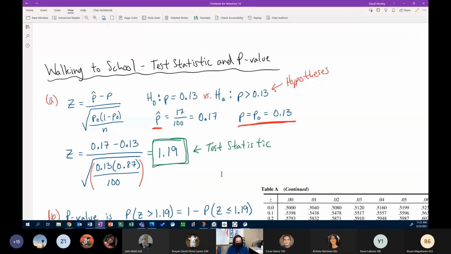Are there any questions about this part of the process? Any questions about where the numbers came from, anything?